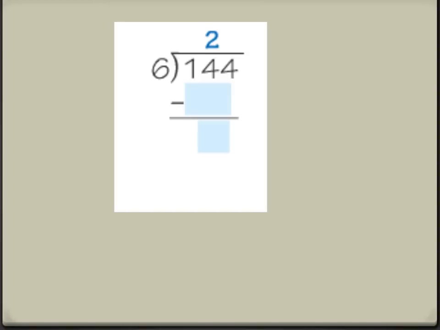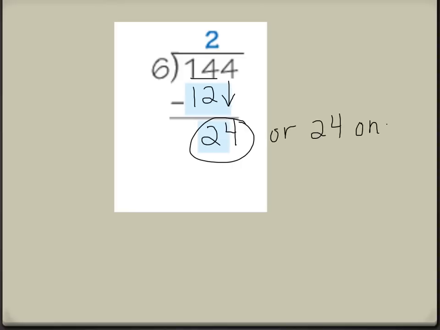All right, we're going to continue on with this. If it goes into 14 tens, I know that I can divide 6 into 14 tens 2 times. So 6 times 2 is 12. So I'm going to subtract my 12 tens from my 14 tens. I have 2 tens, and I can bring down now the 4 ones. And now I have 2 tens, 4 ones, or 24 ones.